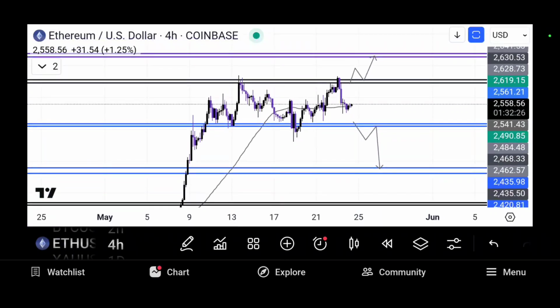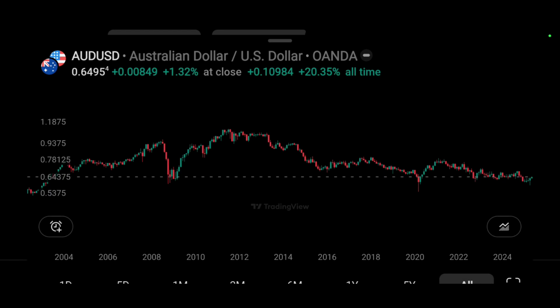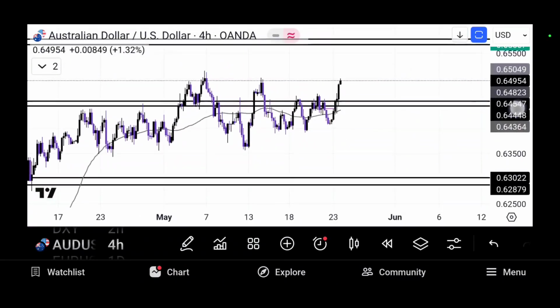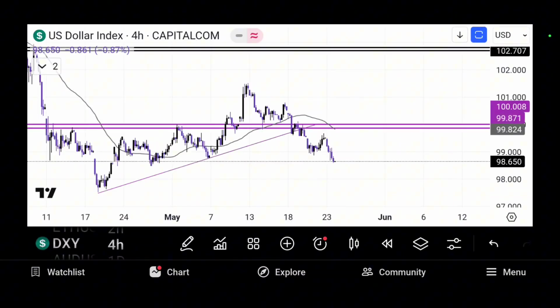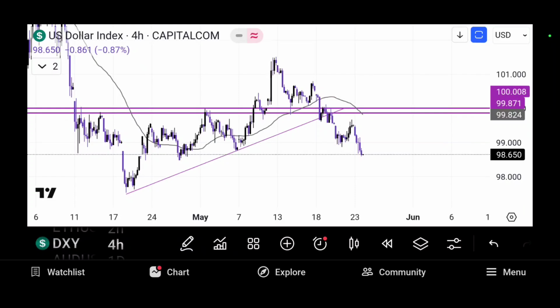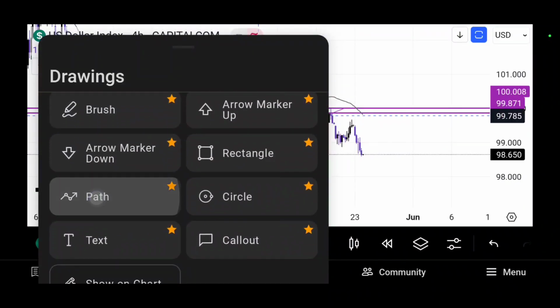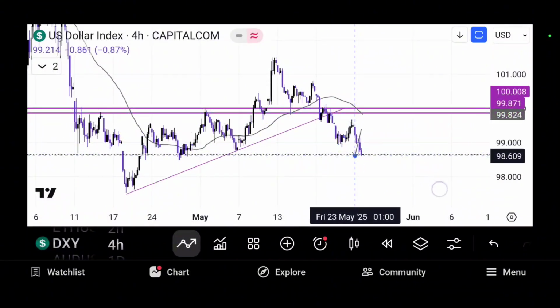So the next on my list is AUD USD. So let's go to AUD USD. This is it. Let me throw a light on DXY. You can see this market is bearish, right? If you have sold from here, you'll be in a lot of profit by now. So this market is bearish and DXY is bearish.